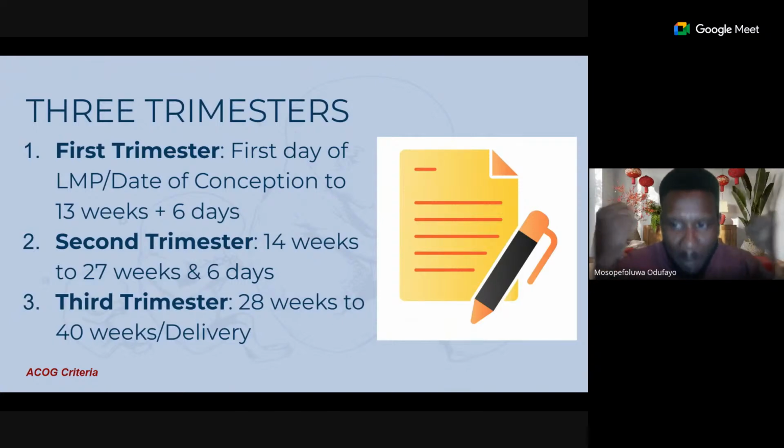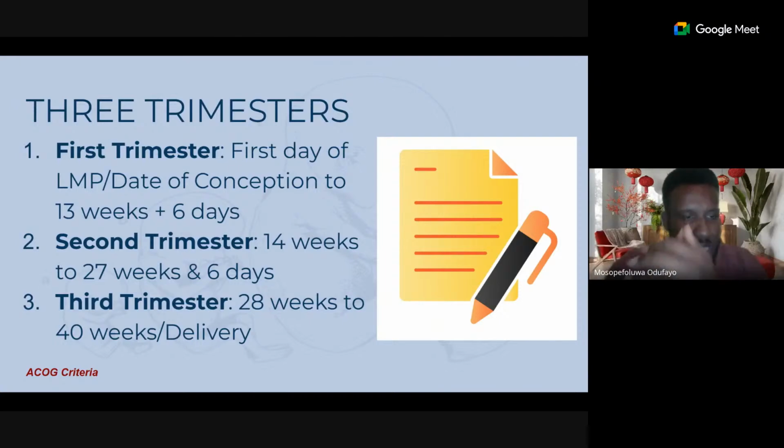I've been saying first trimester, second trimester, third trimester. Let's be objective about the trimesters. When we're talking first trimester, we're talking from the first day of the last menstrual period up until 13 weeks plus 6 days. First trimester, that's it. When we clock the 14th week, we start second trimester. And second trimester will end at 27 weeks and 6 days. Once we enter 28 weeks, and go from 28 weeks till delivery, that is third trimester.